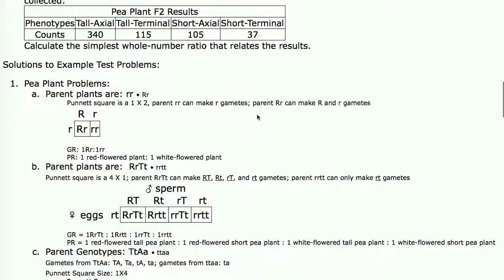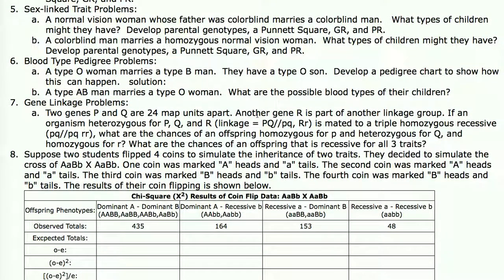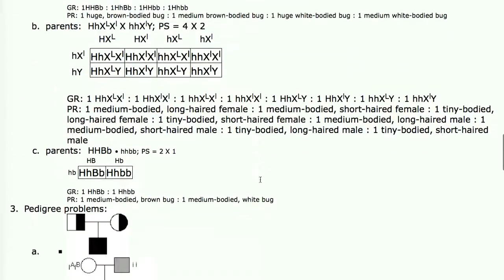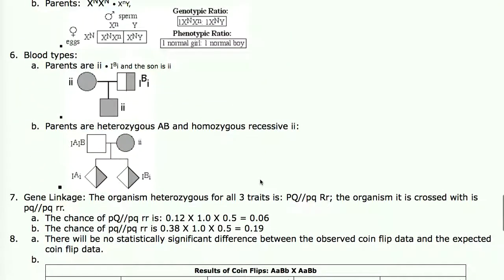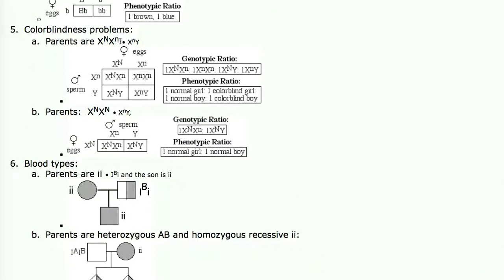Number 5, color blindness problems. A normal vision woman whose father was colorblind marries a colorblind man. Okay, what's going to happen to their kids? Normal vision woman. Okay, here we go. Right here, a normal vision woman, but she had a colorblind dad. That means she's carrying the colorblind gene for sure, because dad gave her his only X chromosome, which was the colorblind X chromosome, because he was colorblind. She marries a colorblind guy. Okay.